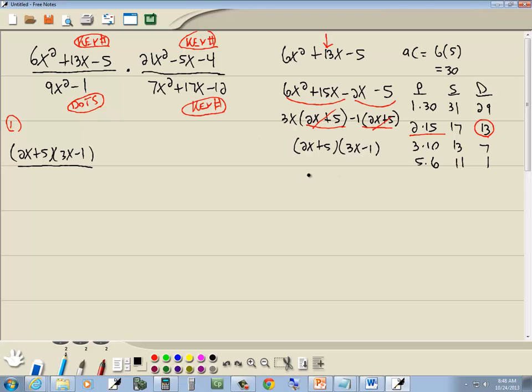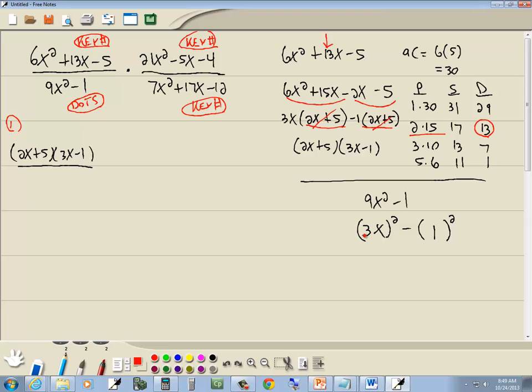Now 9x squared minus 1. Two terms with a minus between them, difference of two squares. We try to write it as something squared minus something else squared. You take a look at each individual piece and you ask yourself what times itself gives you that. For the 9, that's 3 times 3. For the x squared, that's x times x. And for the 1, that's 1 times 1.